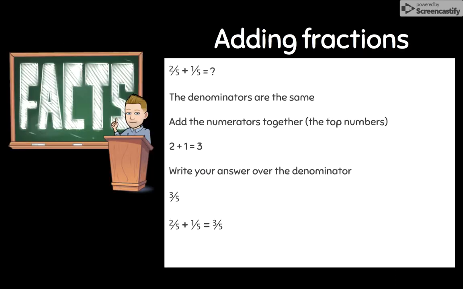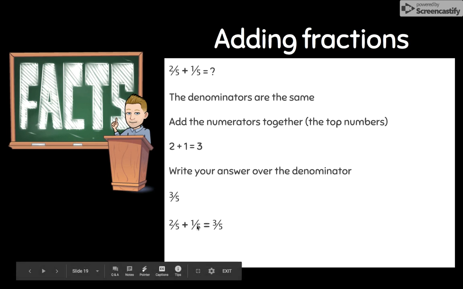Another example, what's 2/5 plus 1/5? The denominators are already the same. Next step, add the numerators together, or the top numbers. So 2 plus 1 equals 3. Write your answer over the denominator. Our answer to adding the top numbers together was 3. So 3/5. 2/5 plus 1/5 equals 3/5.